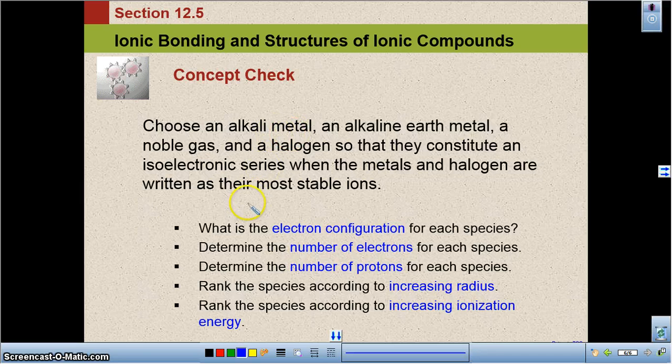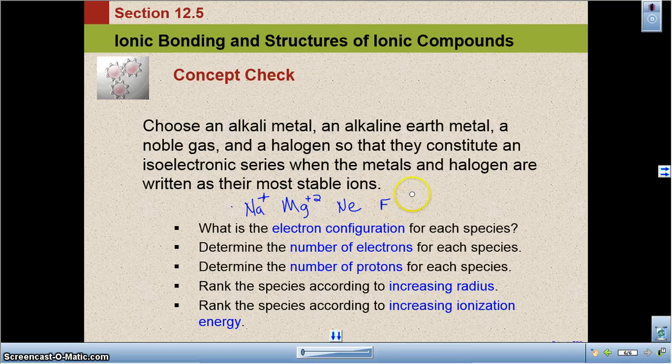For an alkali metal, let's have sodium. Sodium forms a +1 charge, and magnesium, which is right after sodium, forms a +2 charge. When they lose their electrons, they become like the noble gas before them, which is neon. The halogen that becomes like neon is the one right before it, and it's going to be fluorine with a -1 charge. So here's our alkali metal, our alkaline earth metal, our noble gas, and our halogen that have the same isoelectronic series when they form their most stable ions.